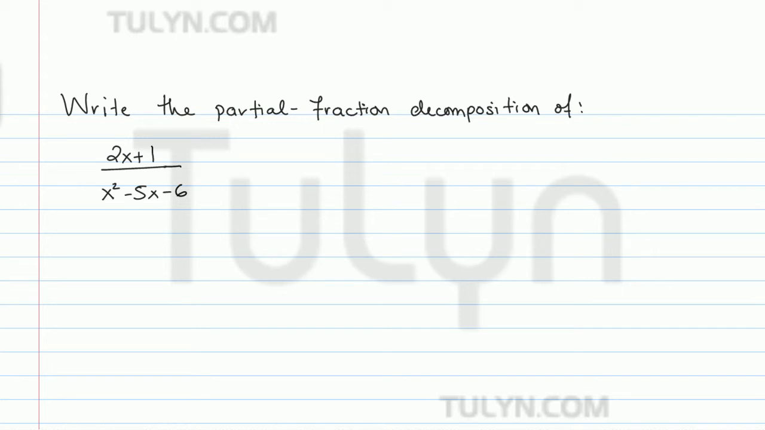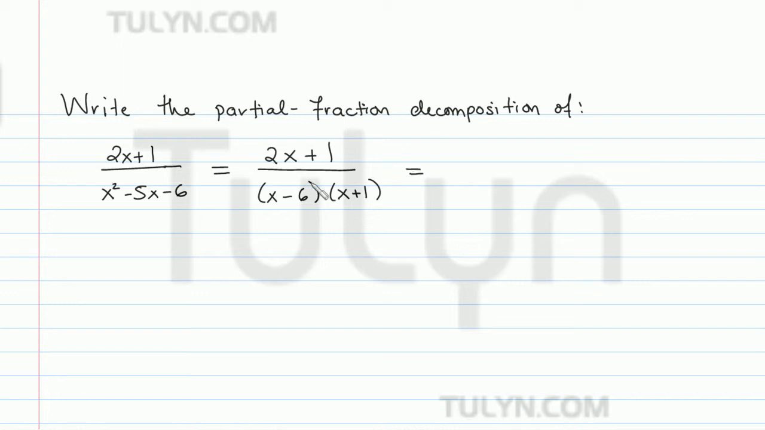Write the partial fraction decomposition of the following rational expression: 2x plus 1 over x squared minus 5x minus 6. So the first thing we should do is try to factor the denominator. So we want two numbers that when you multiply them give you negative 6, and when you add them give you negative 5. So that's x minus 6 times x plus 1, right?